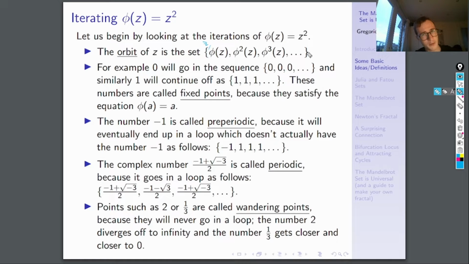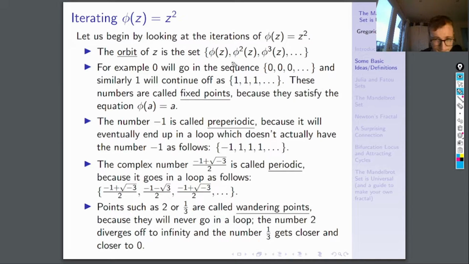So for example, the orbit of 0. We start with 0, then we apply phi to 0, so 0 squared, we get 0 again. Then we square that, we get 0, and so on and so forth. Similarly, the orbit of 1 is just 1, then 1 squared, then that squared, so it's always going to be 1. The points 0 and 1 are called fixed points because they satisfy the equation phi of a equals a.